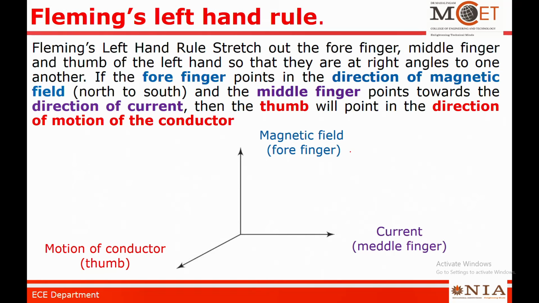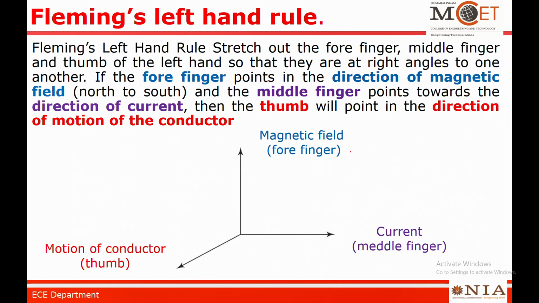in the physics course. So let us consider the left hand. Three fingers: thumb, middle and the forefinger. Here these three fingers are related to three parameters: the motion of the conductor, magnetic field and the current. The thumb relates to the motion of the conductor, the forefinger to the magnetic field, and the middle finger to the current.